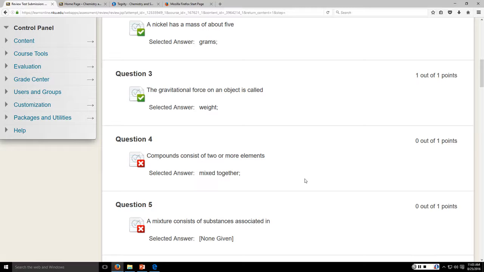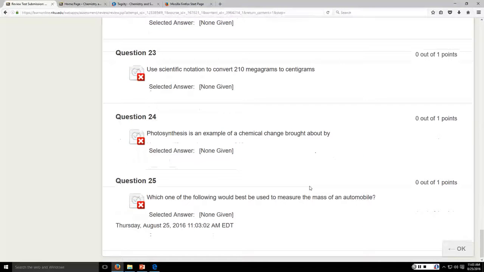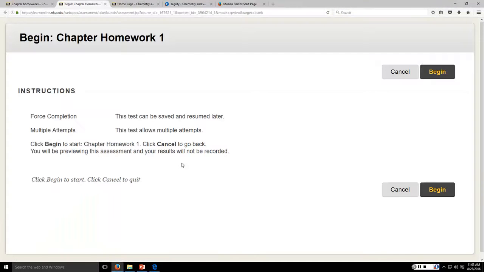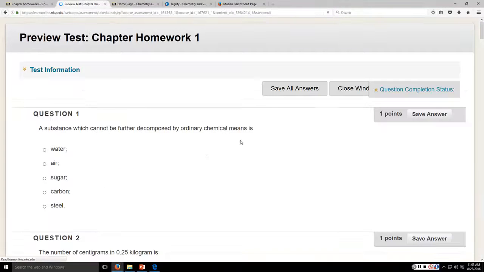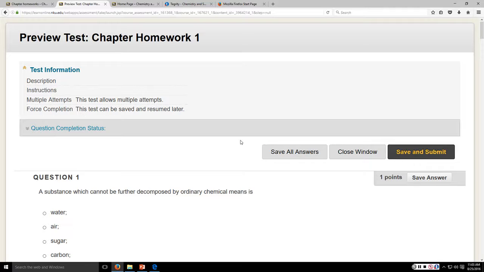If you're not happy with that score, then you just hit OK, and you click in, and you do it again. Okay? You have unlimited attempts at these. So there's a couple reasons why you want to take extra runs through of it. One is to improve your score, obviously.